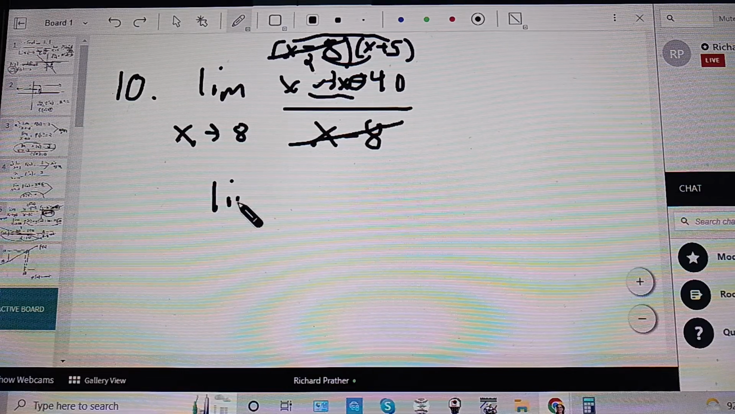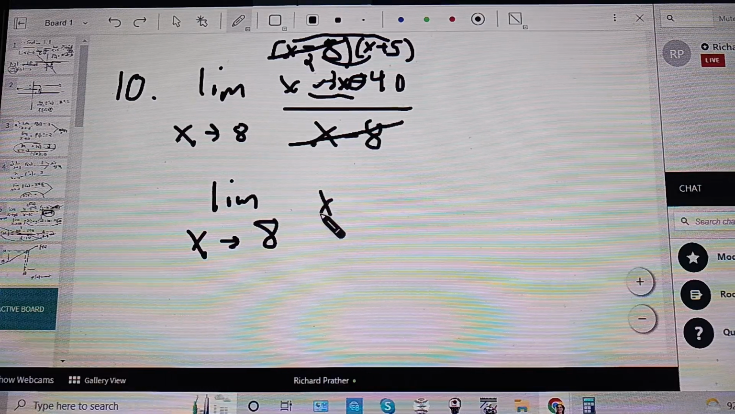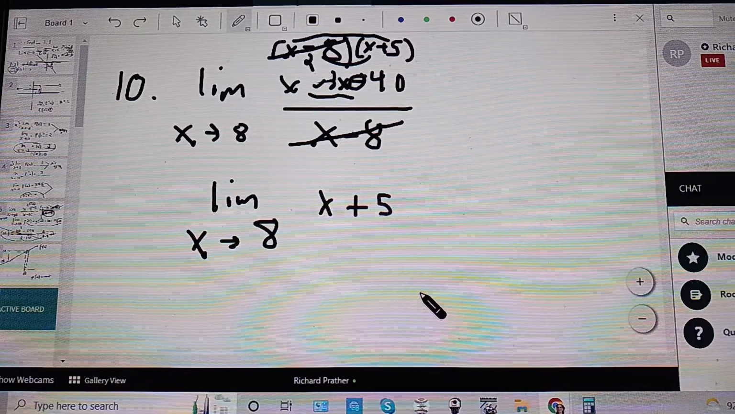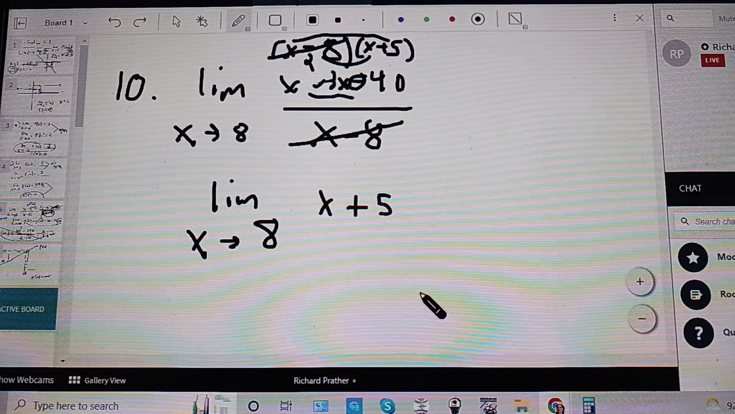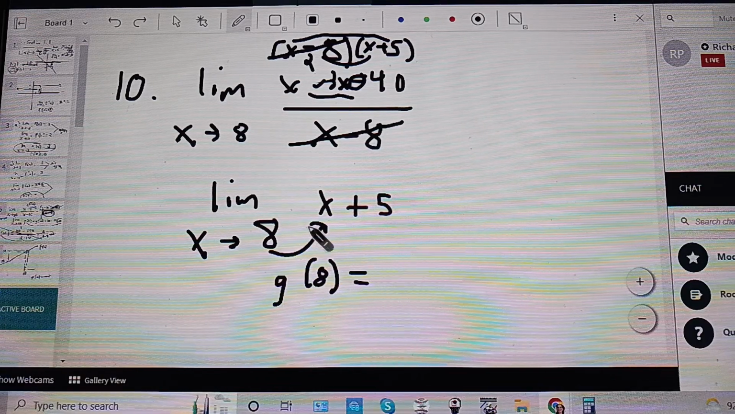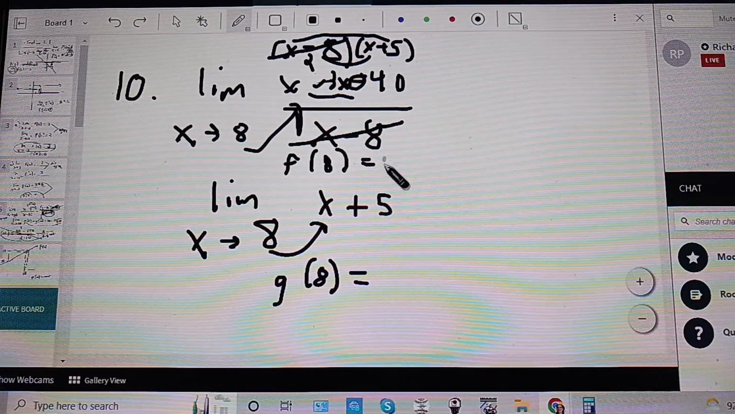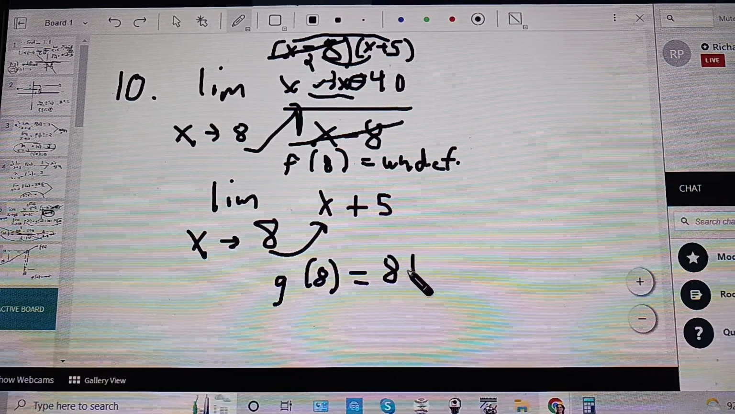So just like problem number 9, I get a simplified version of it that's technically a different function. But it's a reduced version of the original function. So limits of reduced fractions always have the same answer, even though function values don't necessarily have that case. F of 8 is undefined, but if I do g of 8, this is when you plug the 8 in, like you're plugging 8 into a different function. F of 8 was undefined because it made the bottom 0. But g of 8 is not undefined. G of 8 is 8 plus 5, which is 13.